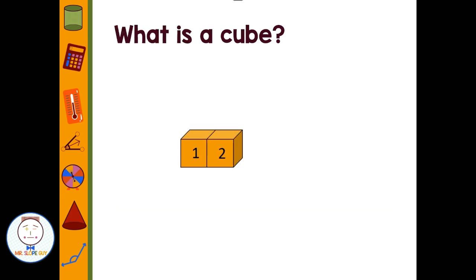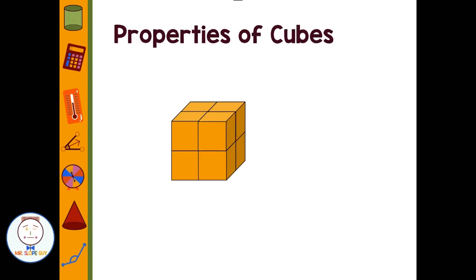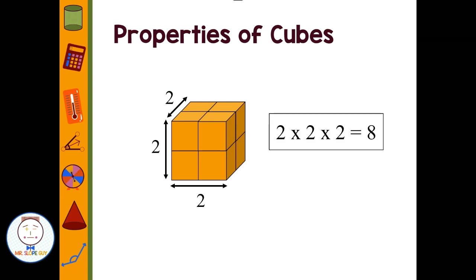So a cube has the same length, width, and height. If we stacked up 8 cubes, we have a length of 2, a width of 2, and a height of 2. So it's 2 by 2 by 2 with a volume of 8. 2 by 2 by 2 equals 8.